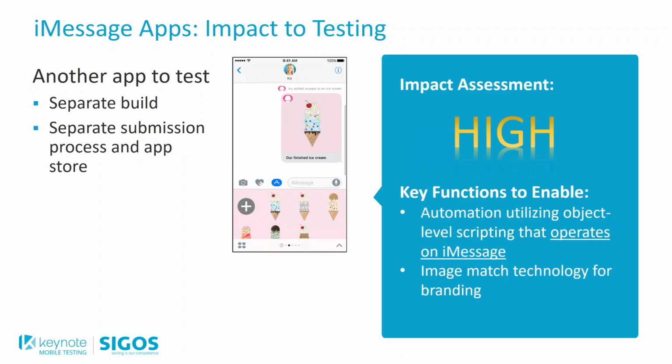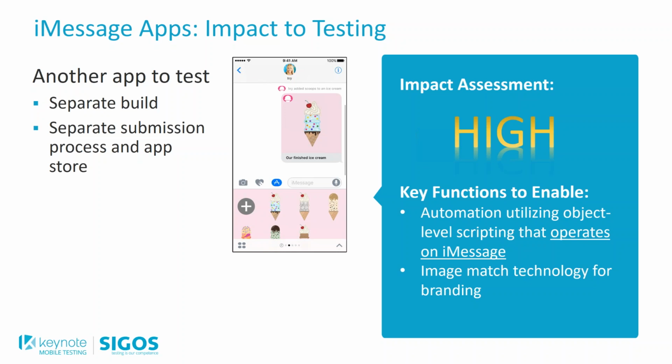So again, here, the impact to testing is pretty high. The capabilities I mentioned earlier for system apps here are still important. You want to be able to do your build automation testing. You want to integrate to your continuous integration process. And you want to be able to act on objects within system apps, specifically here, iMessage.